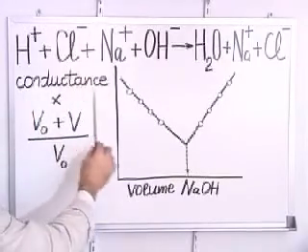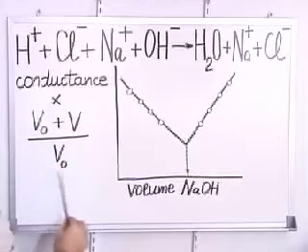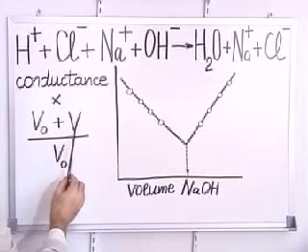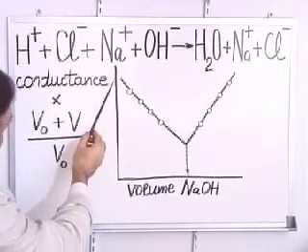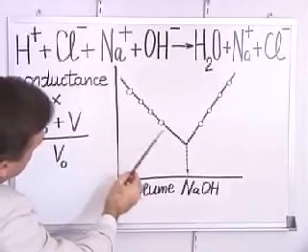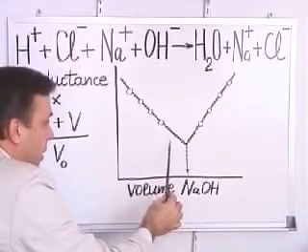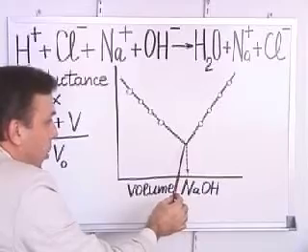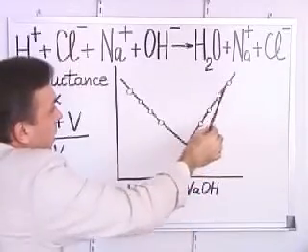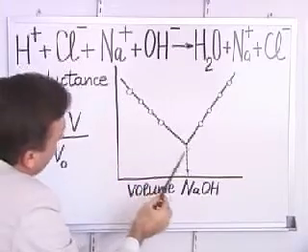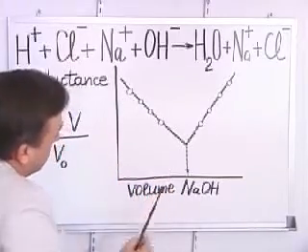Notice that conductance is multiplied by a correction factor where V0 is the initial volume while V is the volume of the added titrant. Conductance changes linearly with concentration. However, what is more interesting and important here is that the endpoint of titration is at the crossing point of the extrapolated best fitting lines drawn through experimental points away from the endpoint.